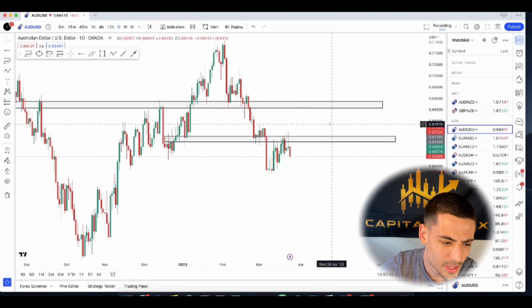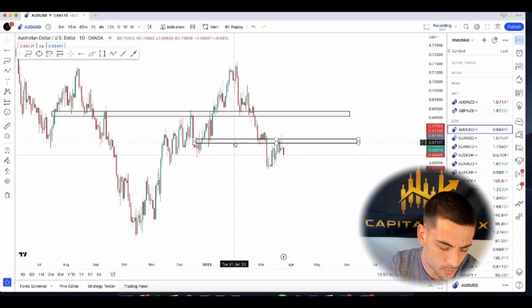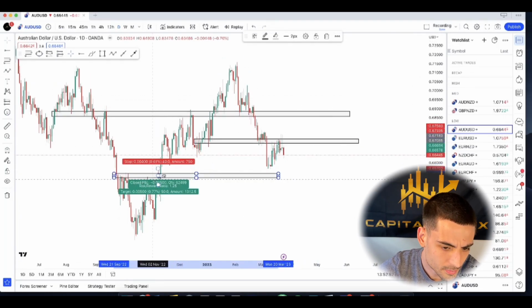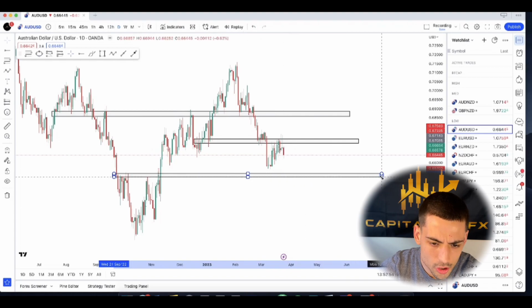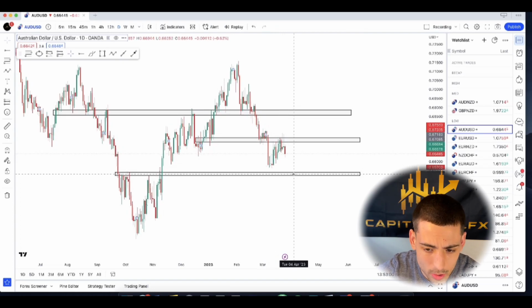Let's see if we could identify another zone. I think another zone that would be good for me is this one right here. I like this zone down in here. So if price does come out and wipe the previous lows that the structure has put in and come down to this significant horizontal level, I would definitely be looking for buys towards the upside.